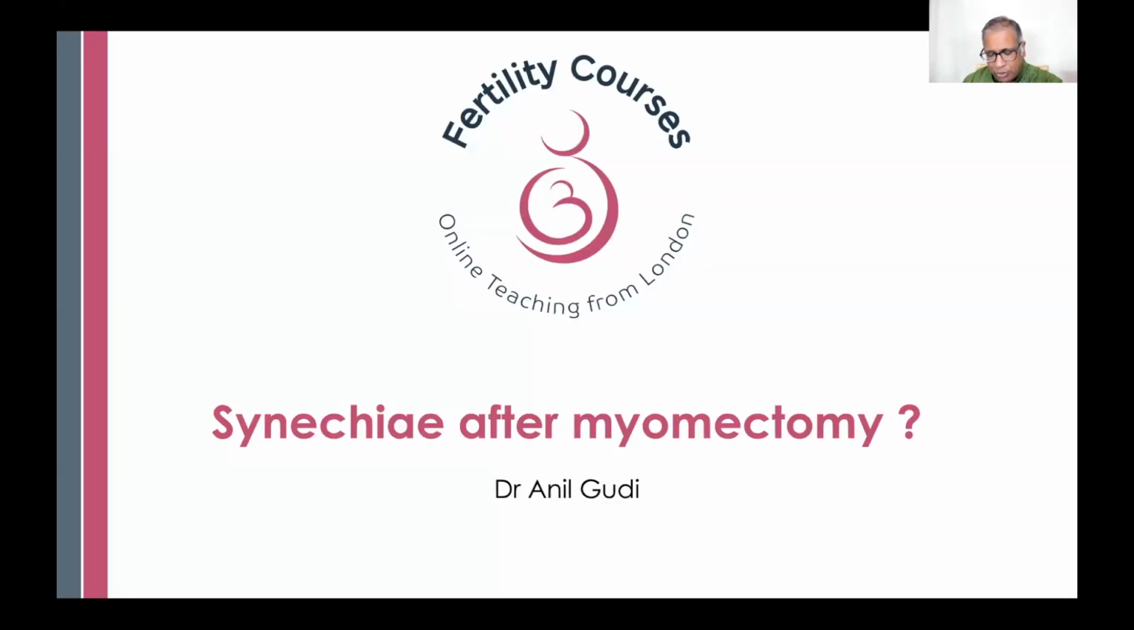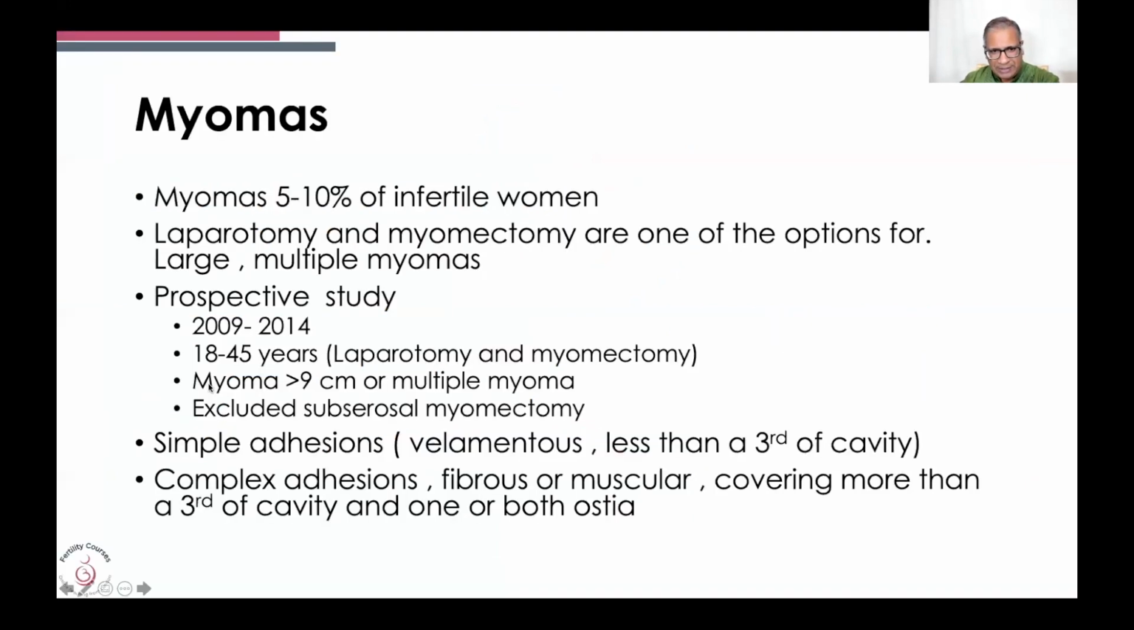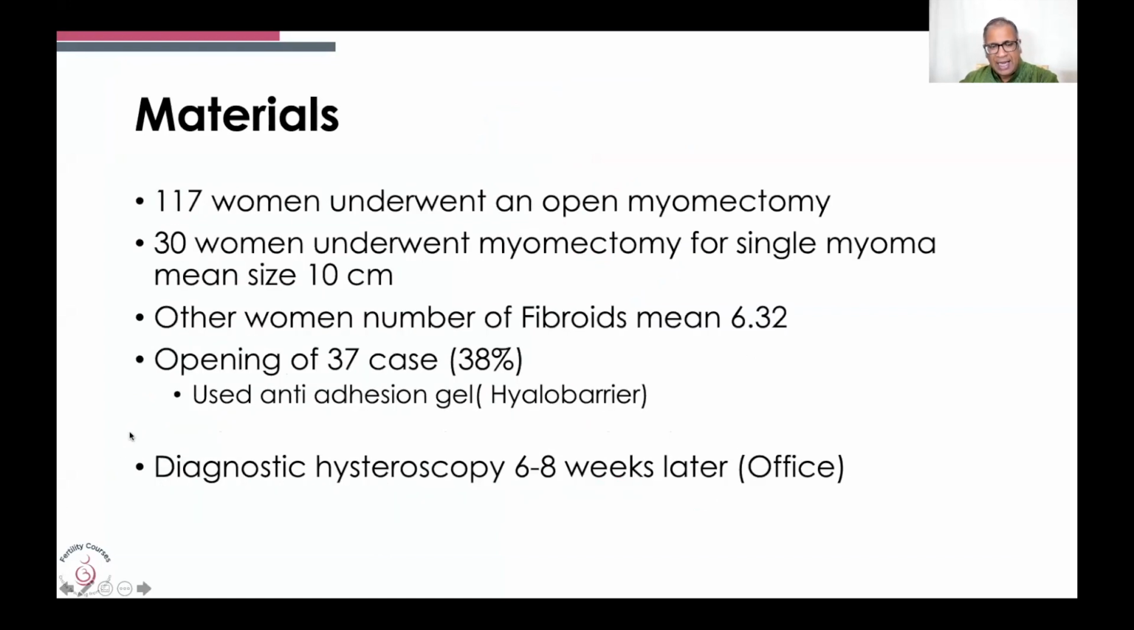What I'll do is share one screen. This was an observational study on what happens to fibroids after myomectomy. I presented this probably about 2 years ago, and it was published almost 2.5 years ago. They asked, is synechiae a complication? It was a prospective study. Laparotomy was done in women aged 18 to 45 years with a myoma of more than 9 centimeters. They classified adhesions as simple or complex. 117 women underwent a myomectomy, 30 of them for a single myoma, others for a number of myomas. They used an anti-adhesion gel, and a diagnostic hysteroscopy was done 6 to 8 weeks later.